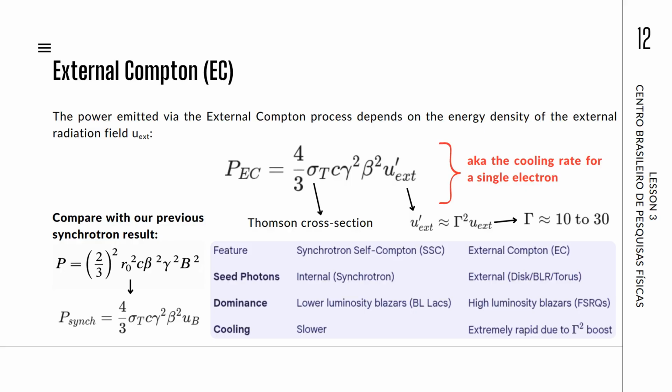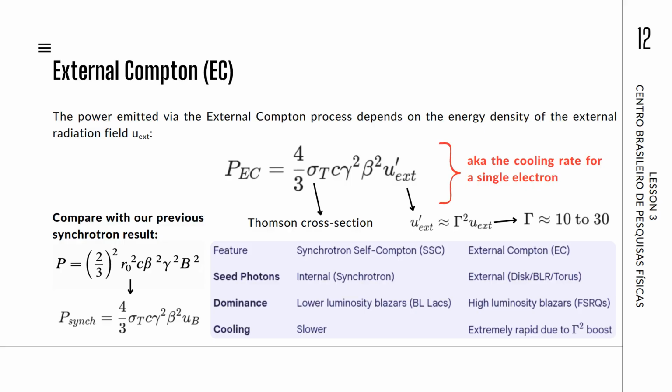Okay. So in this violet table, we have a very nice summary of the two scenarios, the synchrotron self-Compton and the external Compton. So what are the seed photons in the synchrotron self-Compton case? Are they the synchrotron photons emitted by the same electrons that Compton scattered them? Okay.